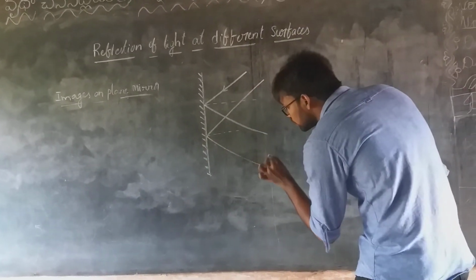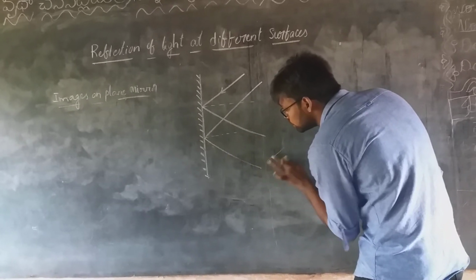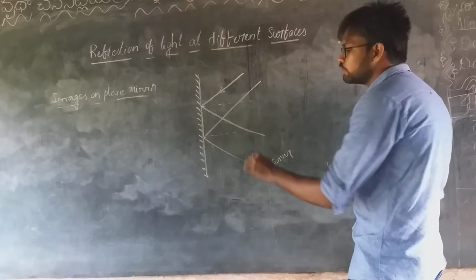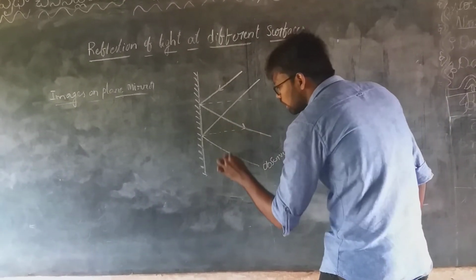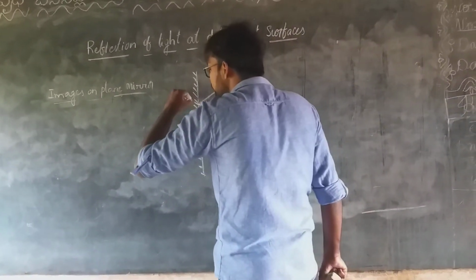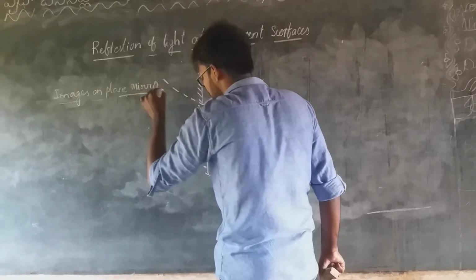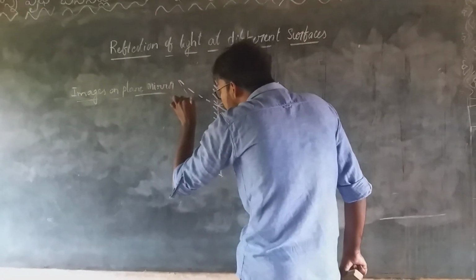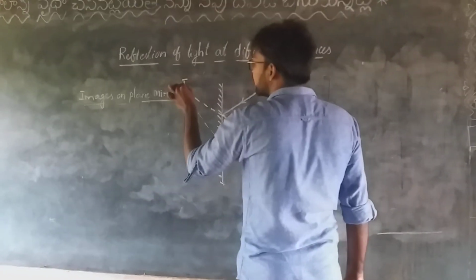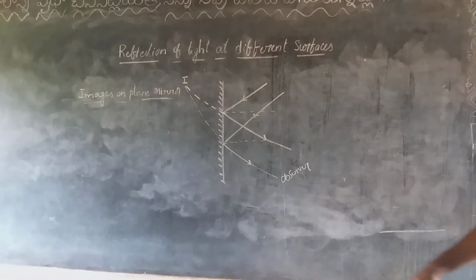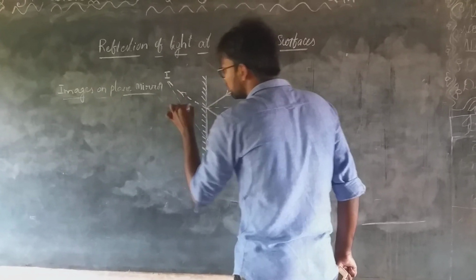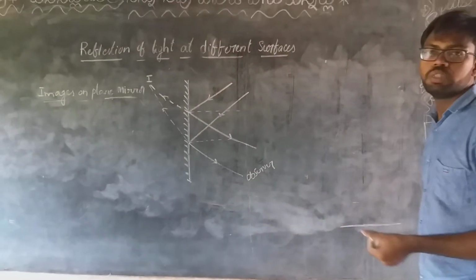If any observer is observing from here, if the observer observes these two lines, then the image will be formed at a certain position. If we combine these two lines by imaginary lines, the image will be formed here. The image will be formed at this position. Okay, this is how images are formed on the plane mirror.